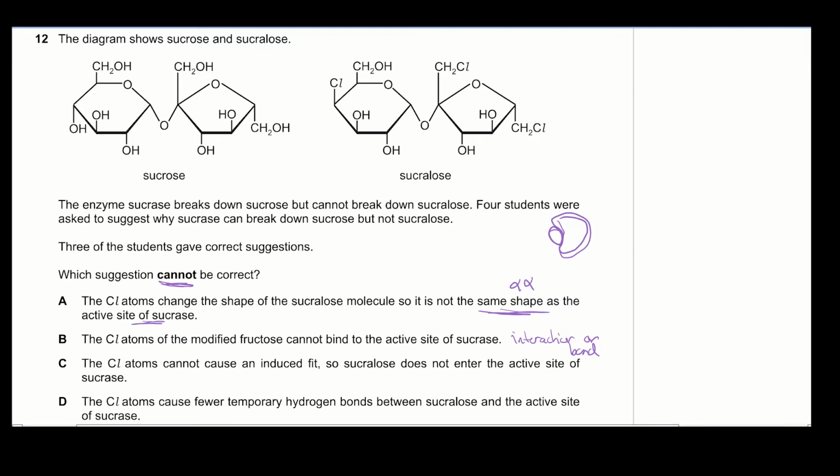C. The chlorine atoms cannot cause an induced fit, so sucralose does not enter the active site of sucrase. This actually might be correct because induced fit works when the enzyme interacts with the substrate via specific bond interactions. Therefore, these interactions cause the enzyme to mold around the substrate, becoming complementary, even if the substrate is not actually complementary. Therefore, this is correct. D. The Cl atoms cause fewer temporary hydrogen bonds between sucralose and the active site of sucrase. This is actually correct because the chlorine atoms, as you can see here, have replaced the hydroxyl groups. Therefore, there's going to be fewer hydrogen bonds. So this is correct. So the only incorrect answer is going to be A.